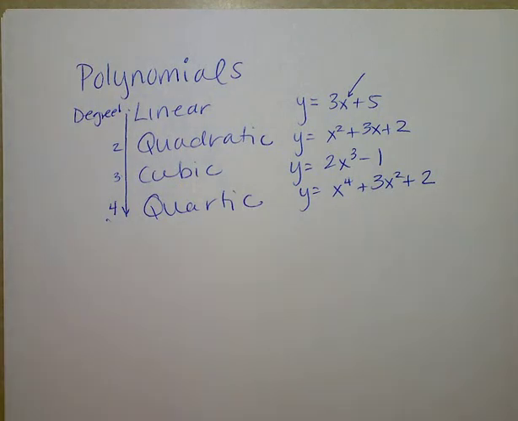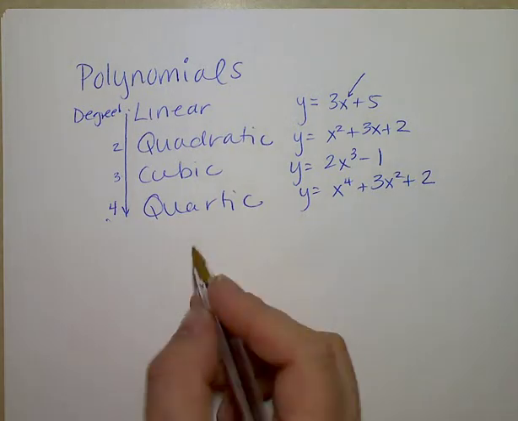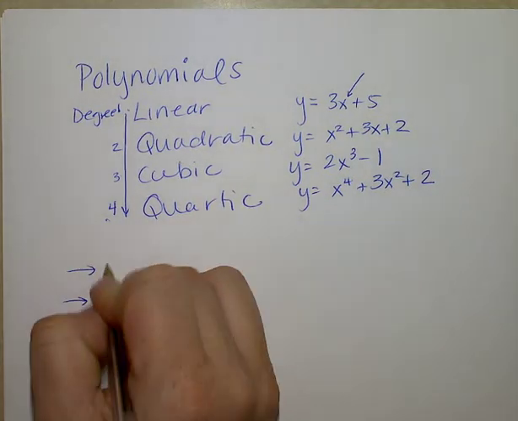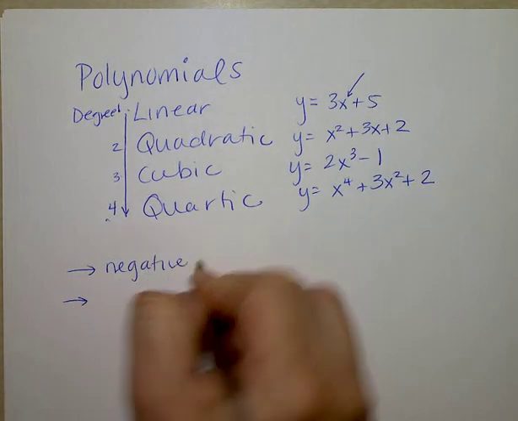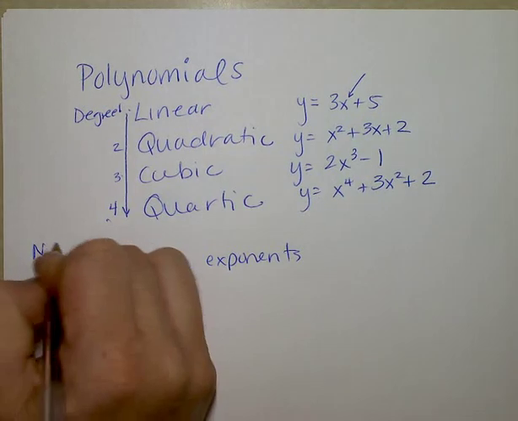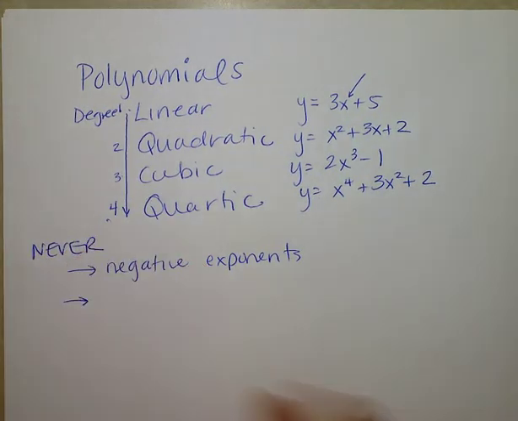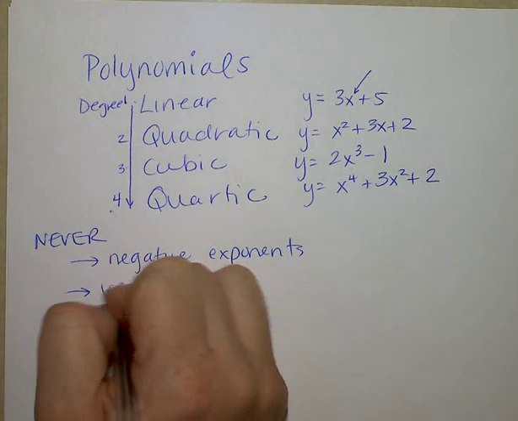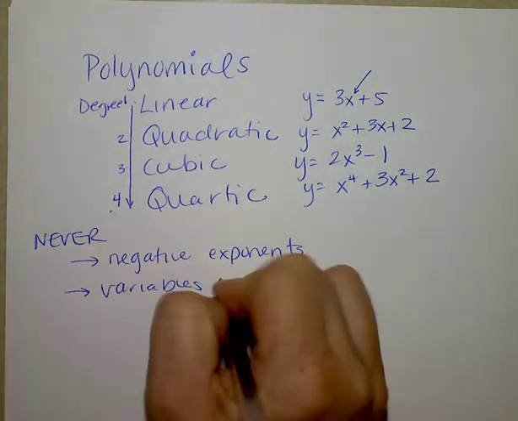Now, if something is polynomials, 2 things can't happen. Polynomials cannot have negative exponents. They can never have negative exponents, and they can never have variables in the exponent position.